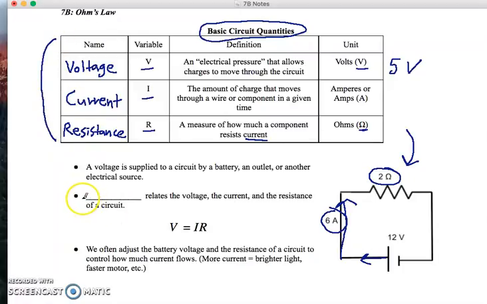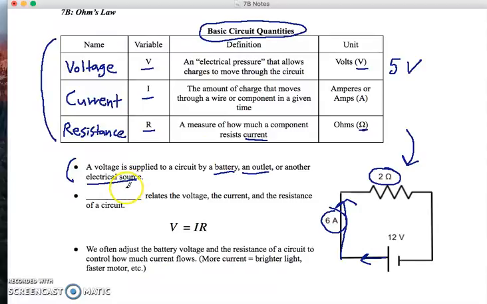The next thing to think about is a couple smaller things. When we look at voltage, again, I said it before, but voltage is going to be applied to a circuit by a battery, an outlet, or it could be another electrical source. So there has to be something behind that electrical pressure to supply that voltage.